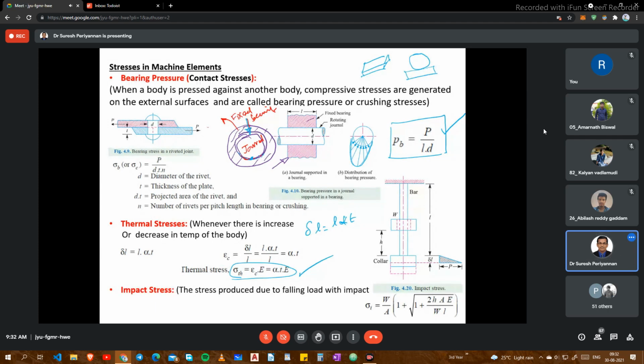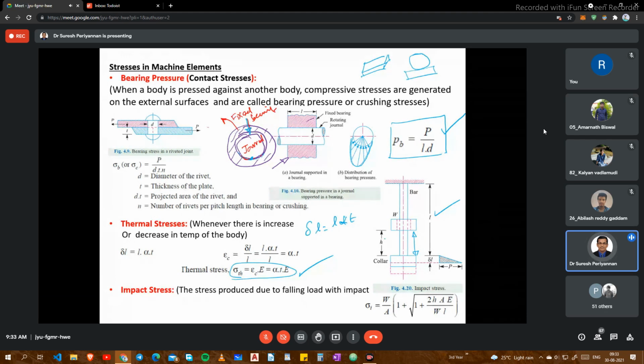Okay, no problem. Now, impact stress. Most of the types of stress we already discussed. Now the last one is impact stress. In this case, this is the body, the component, and this is a collar. This is the dead weight. The dead weight is falling from some height. Based on that, impact stress is going to play.